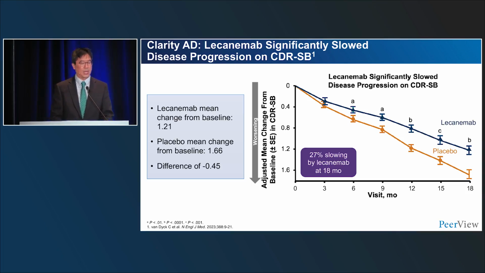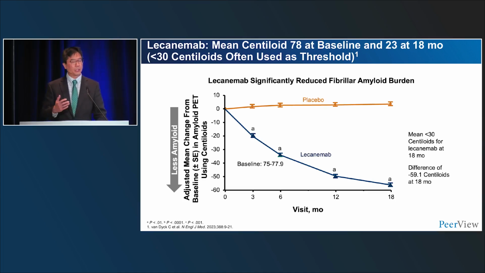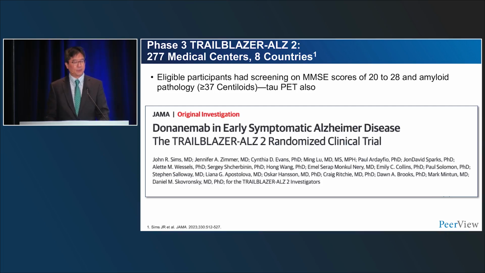Some would describe that perhaps as a modest benefit. And it also showed this proof of mechanism where the mean centiloid score, which John will go over, was 78 at baseline. And at the end of 18 months of the anti-amyloid antibody therapy, the mean centiloid score, which is a measure of how much amyloid burden you have in your brain on PET, decreased to 23, which is essentially close to negative.